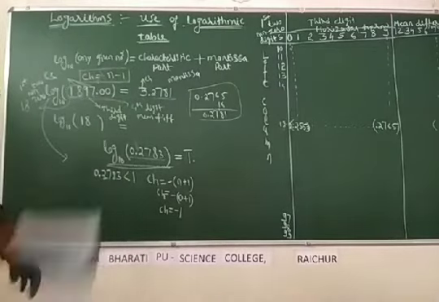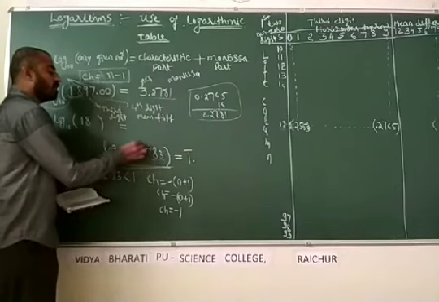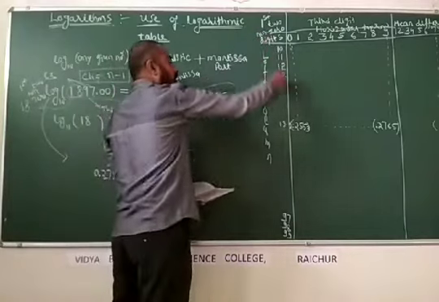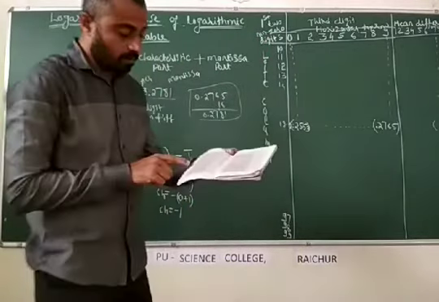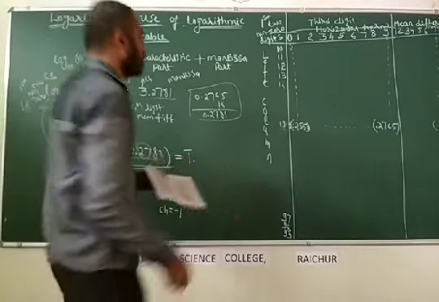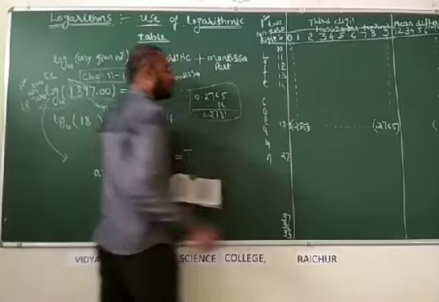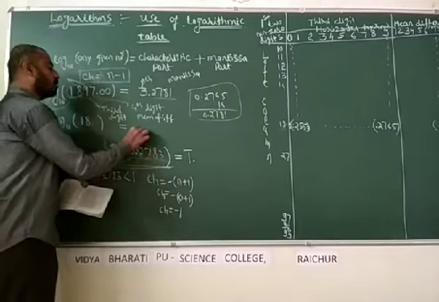First two non-zero digits. Which are the first two non-zero digits? 27. Where should those be located? In the left column. In this left column of the table, here it is, 27. You go through the table and you will find 27, the first two non-zero digits.